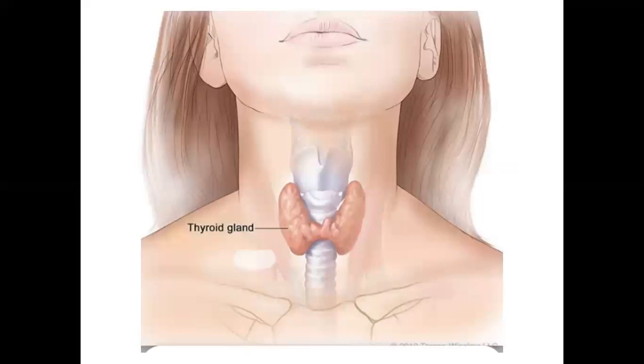First one, thyroid gland. It is a butterfly-shaped gland which is present on the anterior aspect of the neck. We can say it is the front side of the neck, which has two lobes and an isthmus. This is the left lobe, this is the right lobe, and this is the isthmus. These two lobes are joined with the isthmus.